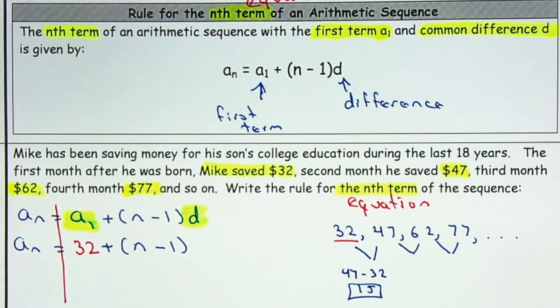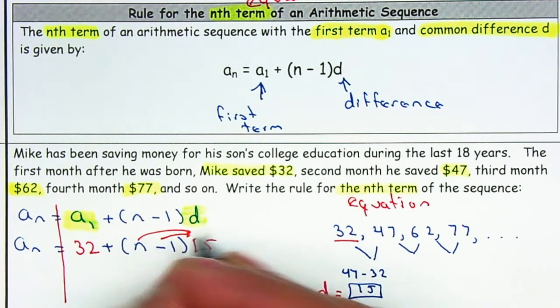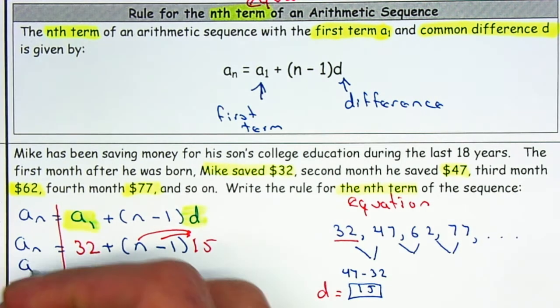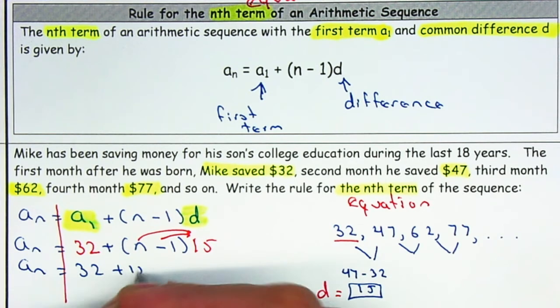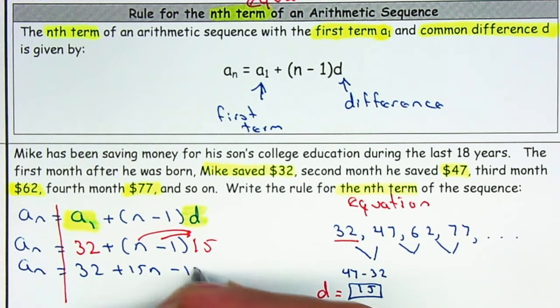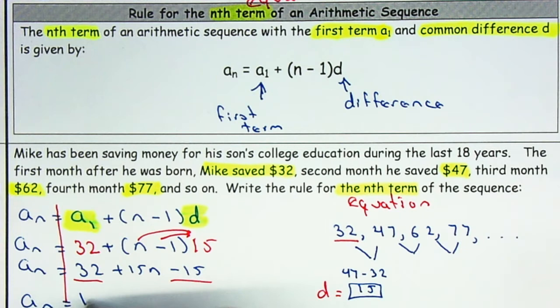77 minus 62 will also give you 15. So the difference will be 15. And now we just need to be able to simplify. We're going to use the distributive property. N times 15, negative 1 times 15. So let's rewrite it. A sub n is equal to 32. N times 15 will give you 15n. Negative 1 times 15 is negative 15. And we're just going to combine all like terms. That'll give you a sub n is equal to 15n plus 17.